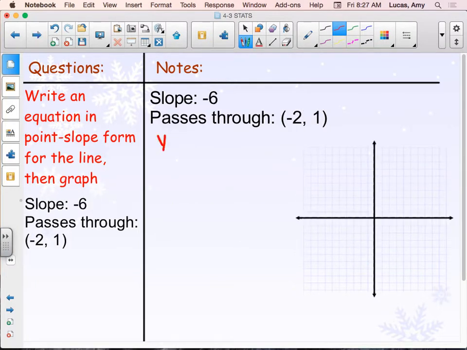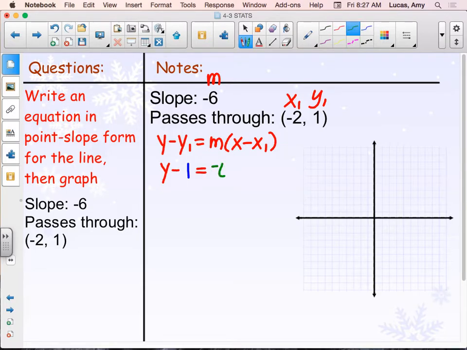Next one, point slope. I have m, x1, and y1. So y minus y1 is 1 this time, equals my slope, and then x minus x1, which is negative 2. There. So if I simplify this one, y minus 1 equals negative 6 times x plus 2.